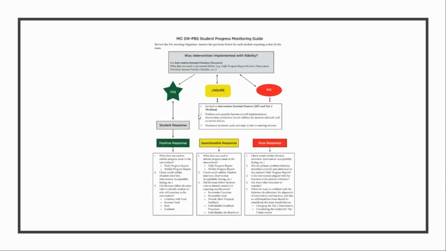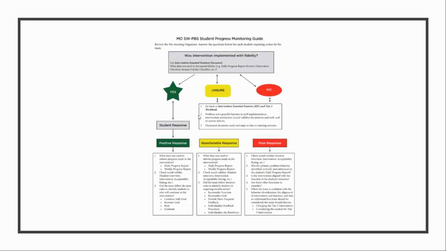So again, here's a document from the Missouri Schoolwide PBIS. The Student Progress Monitoring Guide is a tool that was developed to provide that explicit guidance through the steps of identifying students and monitoring their progress. So this document, and I'll drop a link to that in the description box as well.